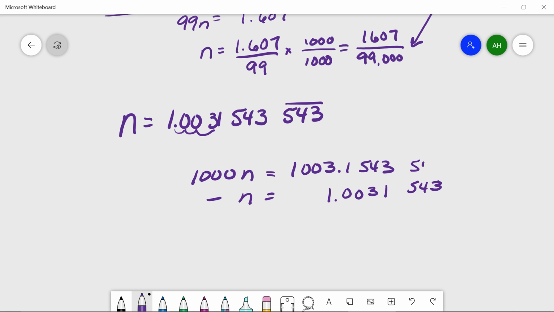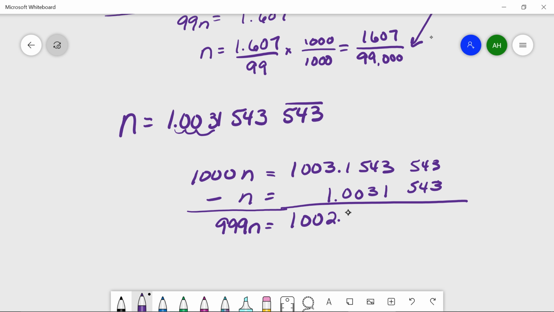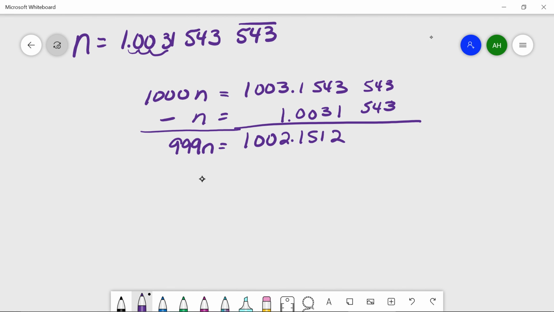I could repeat another one out there just for good measure. Let's subtract all these. When I subtract, I'm going to get 999n. When I subtract these two up here, I'm going to get 1,002.1512. So let's isolate our n. We get n equals 1,002.1512 over 999. Let's go ahead and move our decimal point.